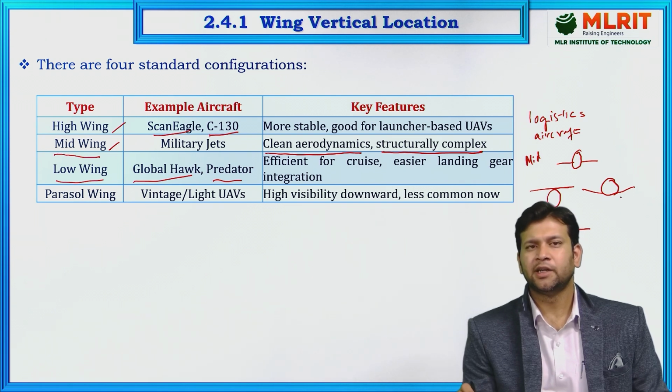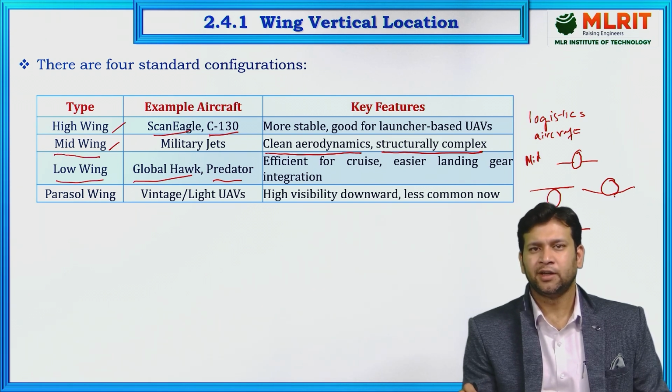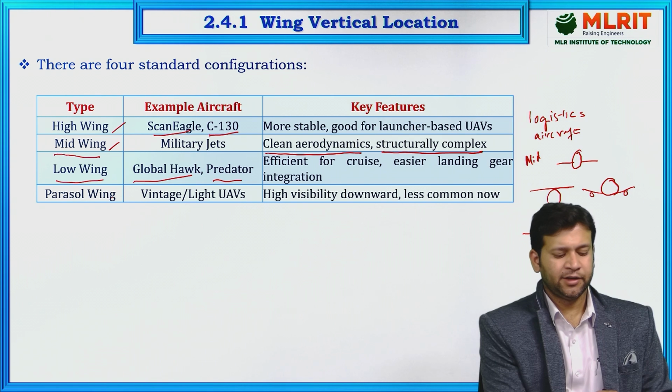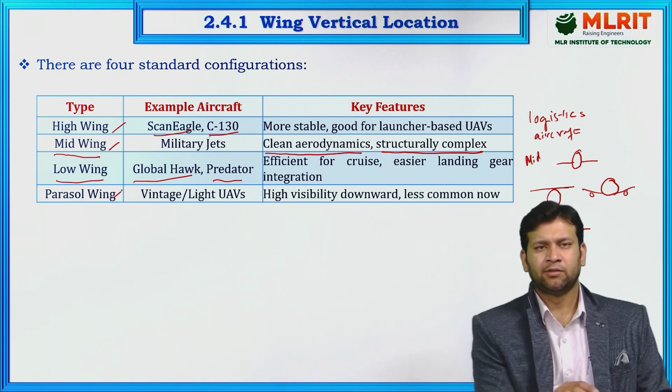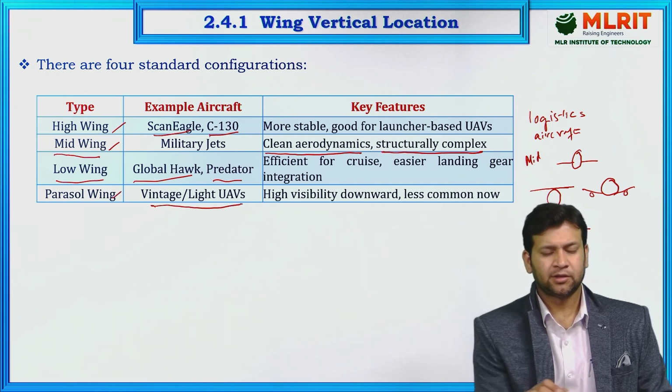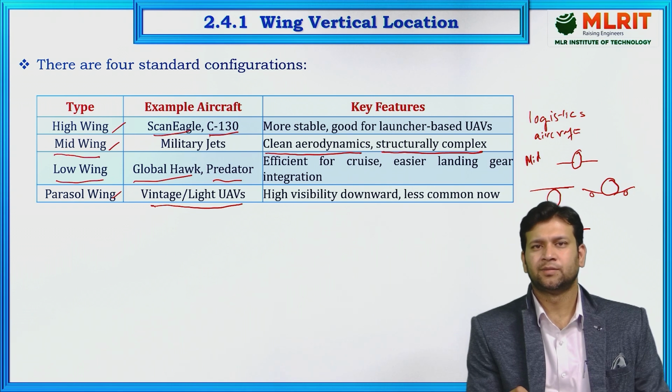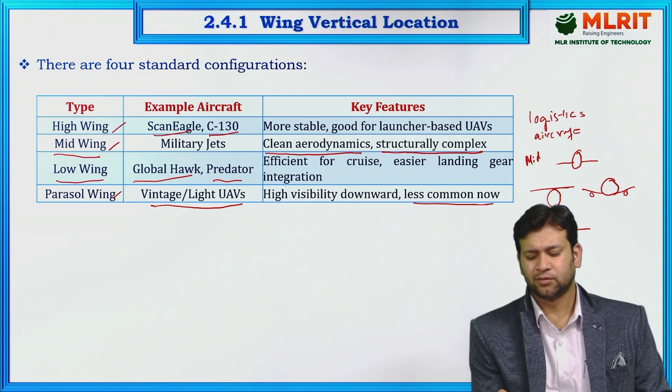The third category is low wing. In this low wing category, in most aircraft, it becomes easy to maintain the engines. Ground servicemen can easily service the engines which are onboard or podded on this low wing configuration. The next category is parasol wing. An example for this aircraft is vintage light unmanned air vehicles. It has high downward visibility and is less common now.